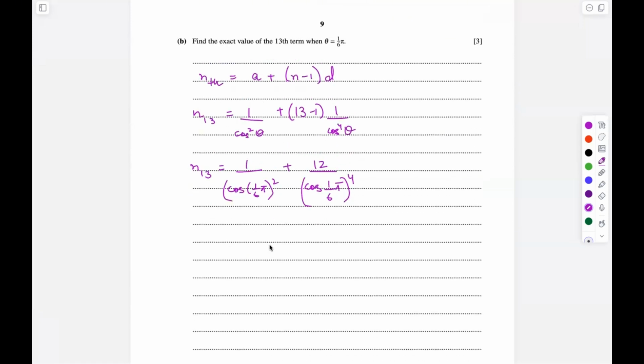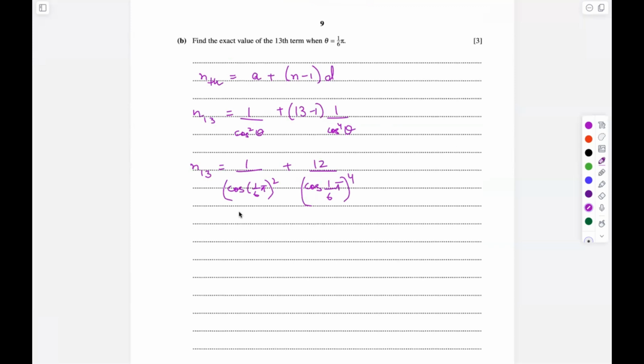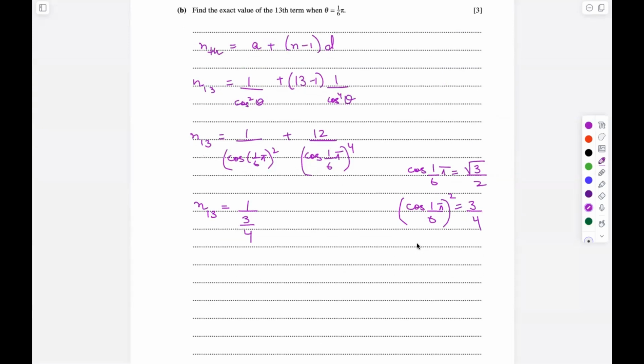Now to simplify this, we substitute cos of 1 upon 6 pi in the calculator, and we'll make sure that the calculator is in radian mode. So cos of 1 upon 6 pi is equal to square root of 3 upon 2. If it is a whole squared, cos of 1 upon 6 pi whole squared will become 3 upon 4. So over here in the denominator, that will be 1 divided by 3 upon 4. And if we have to the power 4, we can whole square 3 upon 4 again, so that will become 9 upon 16.